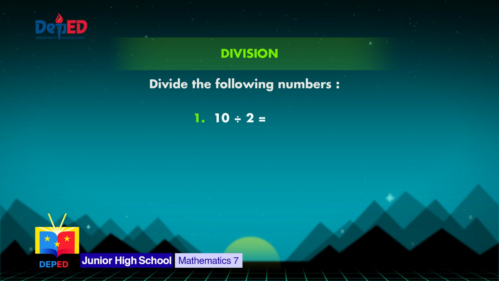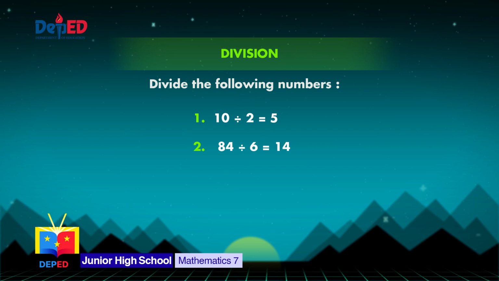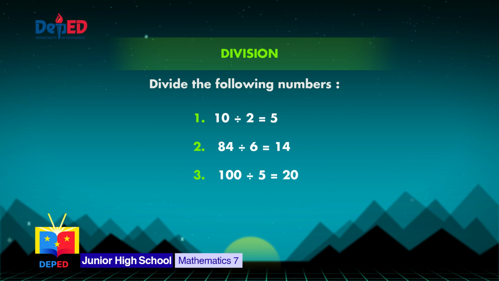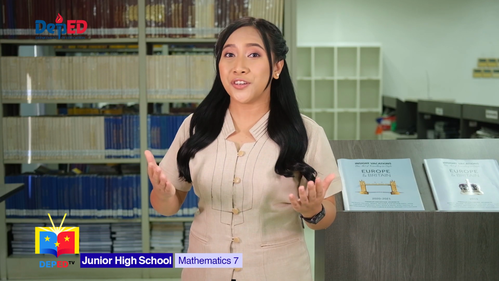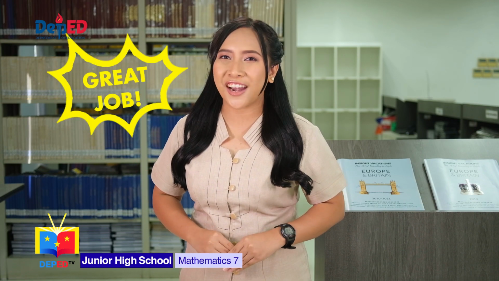10 divided by 2 is 5. 84 divided by 6 is 14. 100 divided by 5 is 20. Wow! You did a great job!